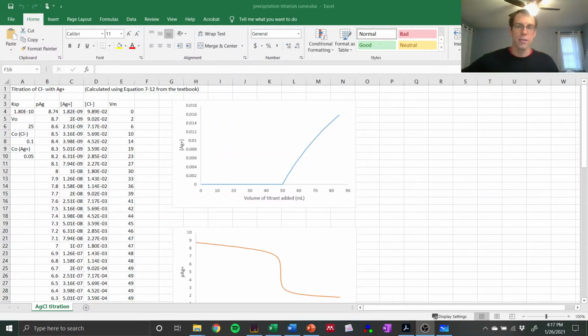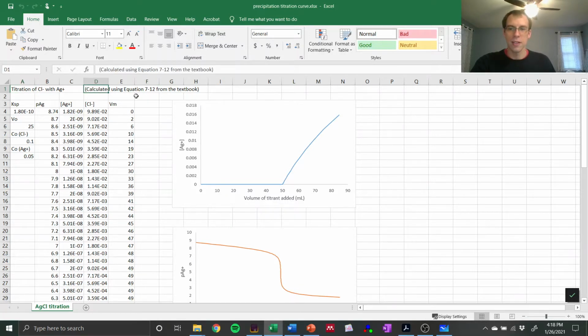Okay, so here is the spreadsheet example that I have here. It will also be posted on Moodle for you to look at yourself, and you'll get to do this in your homework as well. This is the exact same titration curve we were looking at earlier in the chapter, in earlier videos.